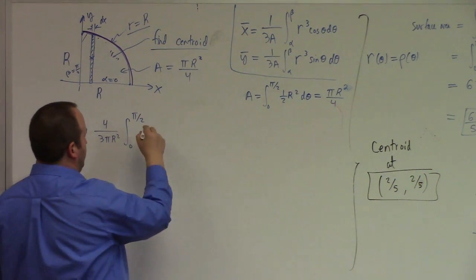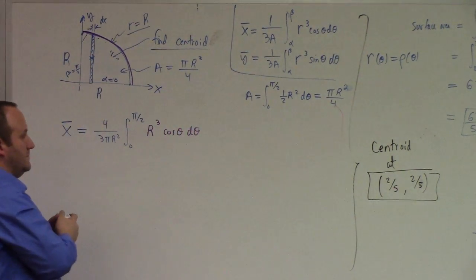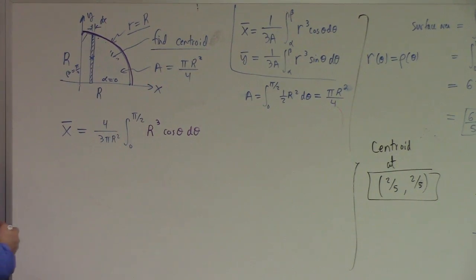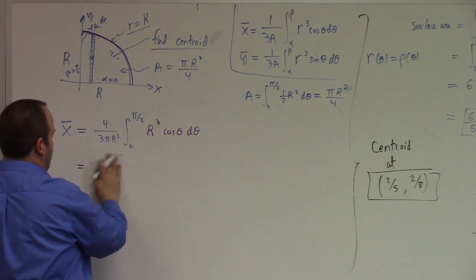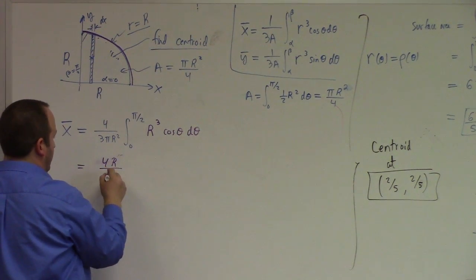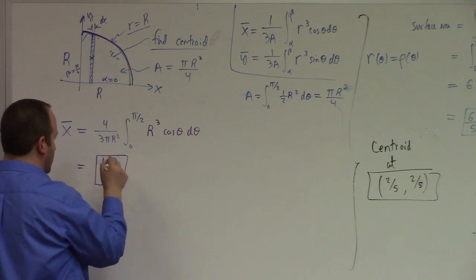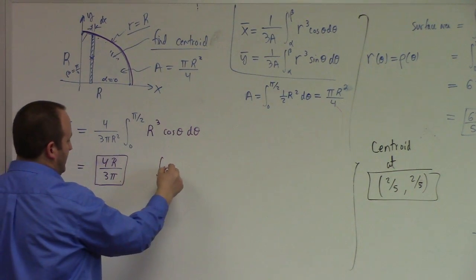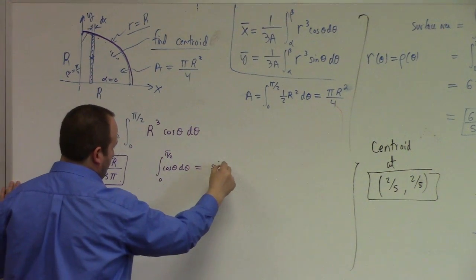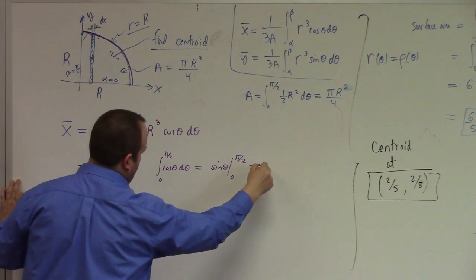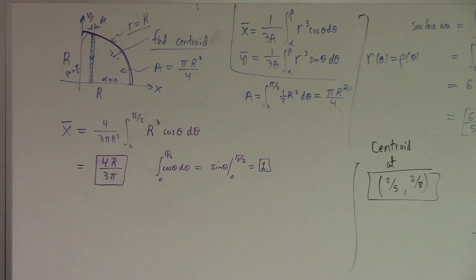So that is just R cubed cosine theta d theta, which is 4 over 3 pi R squared. I mean, the integral of cosine theta d theta is what? Sine of pi over 2 is 1. Sine of 0 is 0, right?